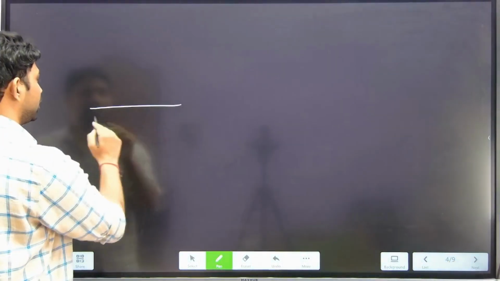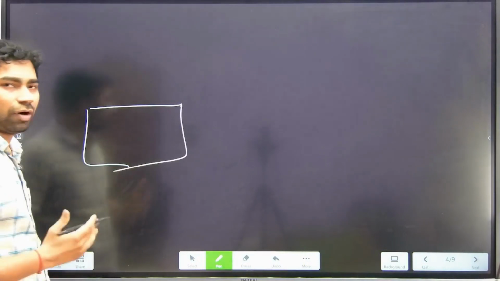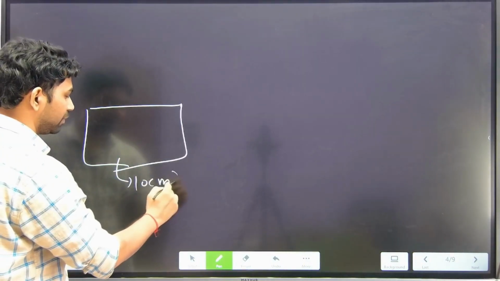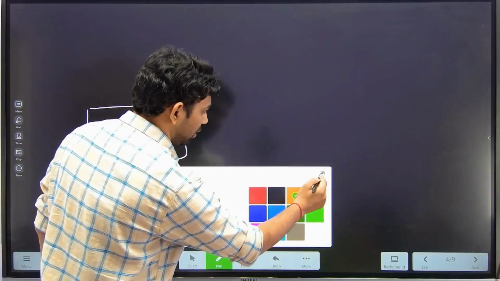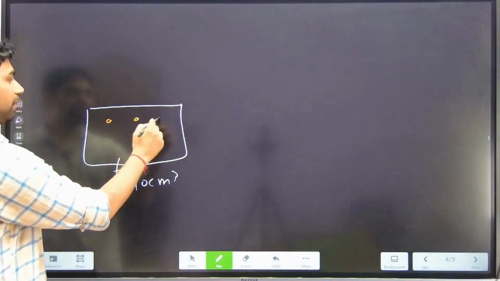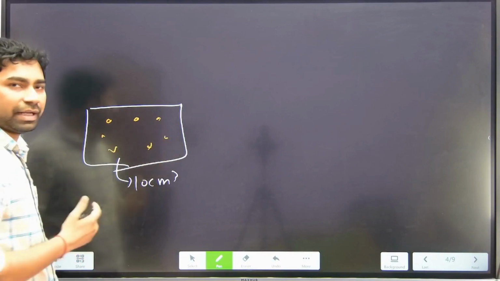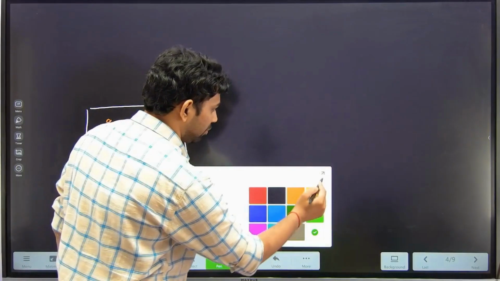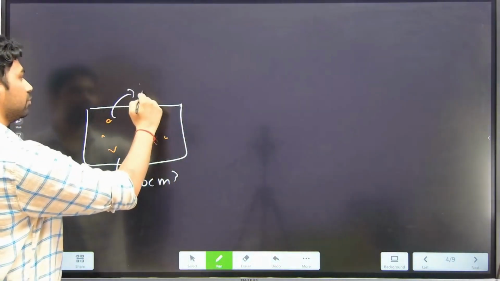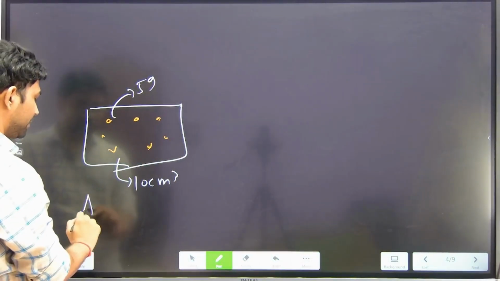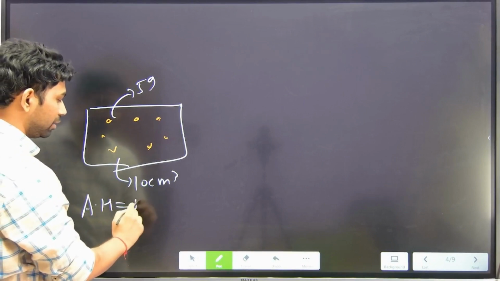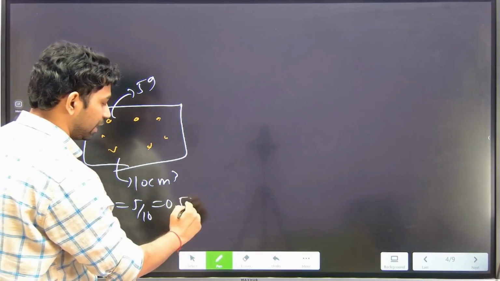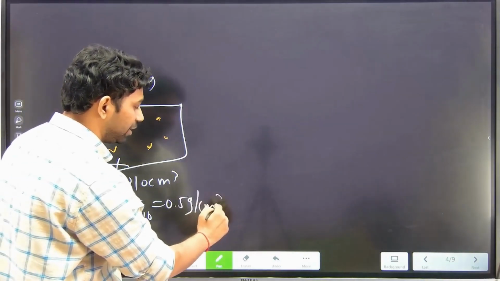Suppose that this is a given volume of air. Let us take it as 10 centimeter cube, and there is some water vapor content inside this volume of air. Let us take it as 5 gram. Then what will be the absolute humidity here? It is 0.5 gram per centimeter cube.